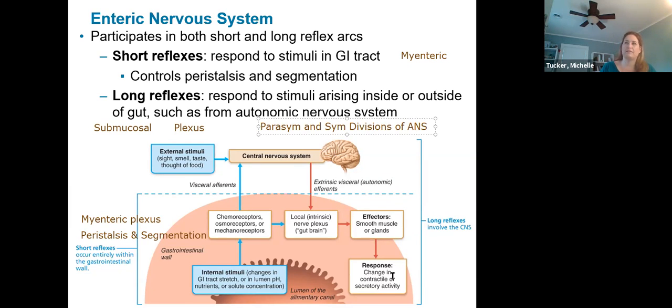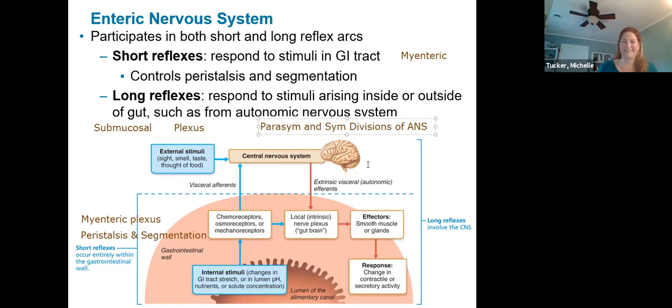If we decide that we need to go for a run, maybe hopefully before Thanksgiving dinner, then these sympathetic fibers are going to then inhibit smooth muscle glands and inhibit contractile and secretory activity. So we also have external stimuli that can send information to the central nervous system. This is why we start to salivate before we even start to eat.